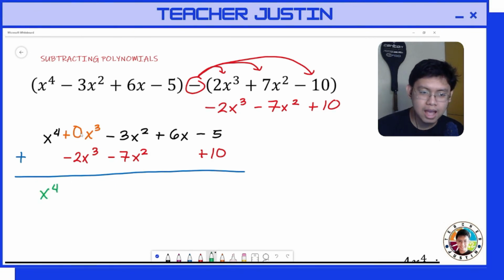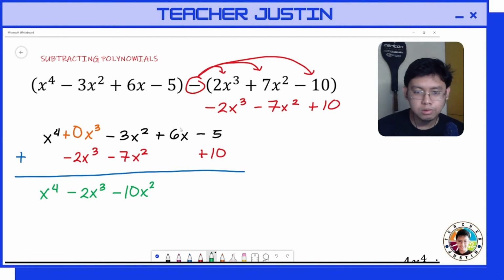Okay, then we have 0x raised to 3 plus negative 2x cubed. 0 plus negative 2 will be negative 2. Then copy the common variable and its exponent. So negative 2x cubed. Okay, next, negative 3x squared plus negative 7x squared. Since they have the same sign, copy the sign and then add 3 plus 7, that will be 10. Then copy the variable and its exponent. So we have negative 10x raised to 2.